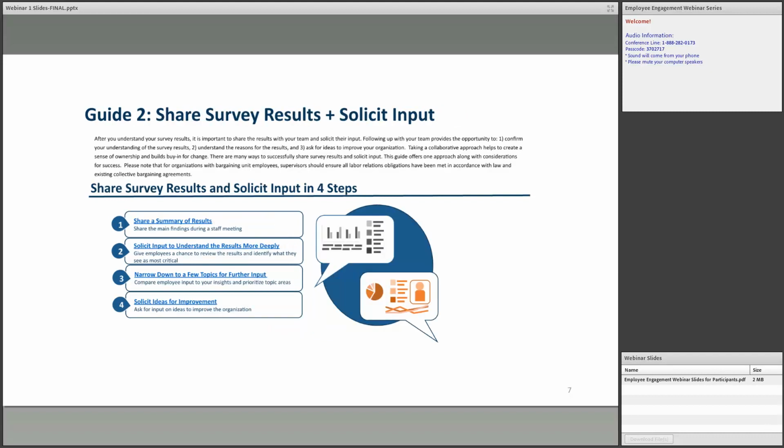The second part of the guidance is really trying to assist supervisors in understanding the results. I'm sorry, sharing the results and soliciting input. At the end of the day, going beyond the numbers.